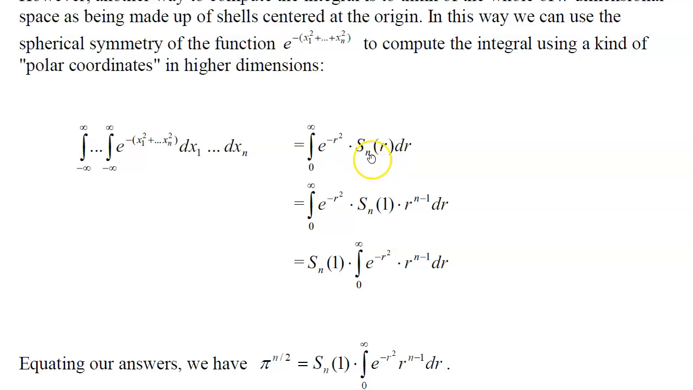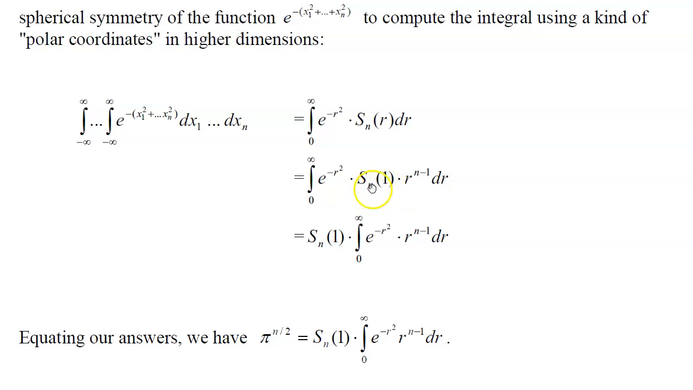You've figured that out. Well, s sub n of r, we just showed, is equal to s sub n of 1, the surface area of a ball of radius 1, times r to the n minus 1. Now notice this s sub n of 1 doesn't have any r's in it, so we can pull it out in front of the integral. It's constant with respect to this integral. So we have s sub n of 1 times this integral.